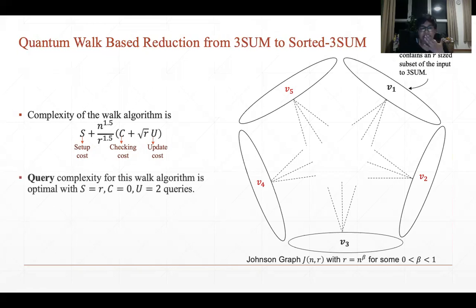We have a query algorithm that solves this 3SUM problem with setup cost being r, checking cost 0, and update cost 2. But let me also explain, I forgot to explain what setup cost, checking cost, and update cost even mean. The setup cost is the cost of storing all these queries for every vertex, and that is done in superposition. As there are r elements in it, in about order r queries, we are able to store all these query values for every vertex.